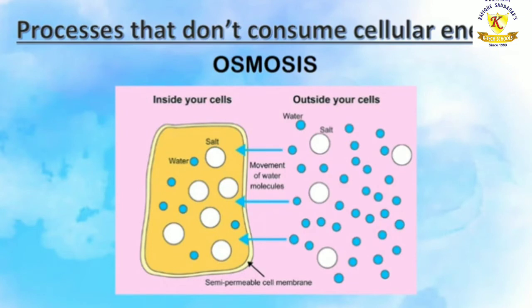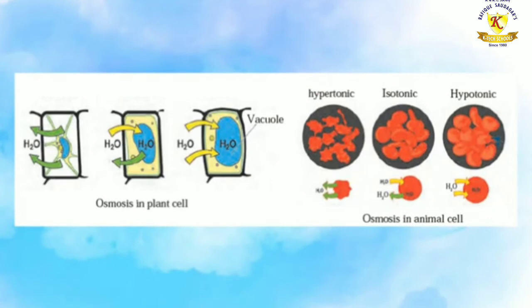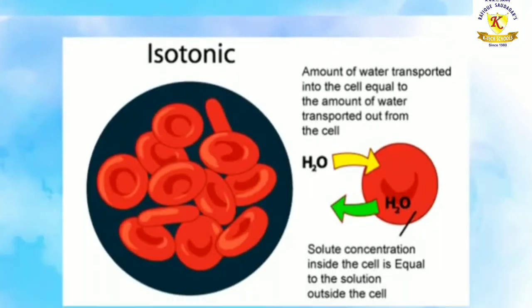You can see the arrows moving towards the inside of the cell, and outside the cell are the water molecules. So it is entering from the part with more water to the part with less water through a selectively permeable membrane. It is a physical process with three possibilities. Here we have osmosis in plant cell and osmosis in animal cell. This diagram is present in your textbook, page 68.